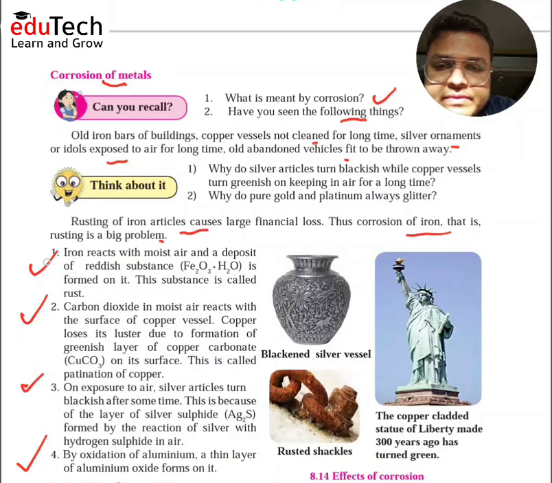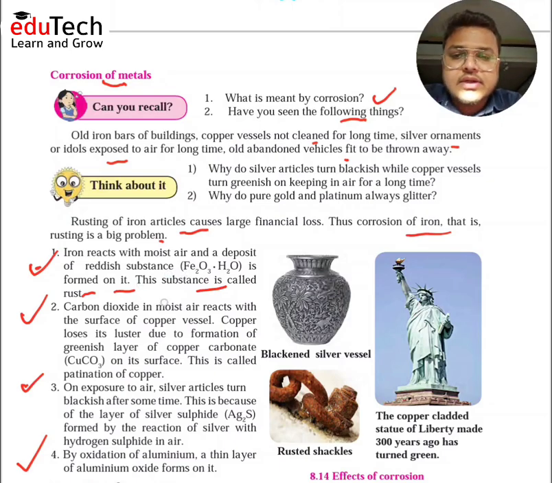So, rusting of iron. Iron reacts with moist air and a deposit of a reddish substance, Fe2O3.H2O, is formed on it. This substance is called rust. So rust is what? Fe2O3.H2O. Iron reacts with moist air and a deposit of a reddish substance Fe2O3.H2O is formed on it, which is rust.